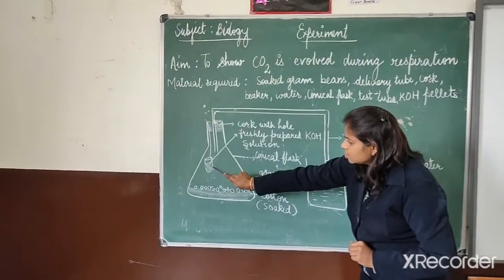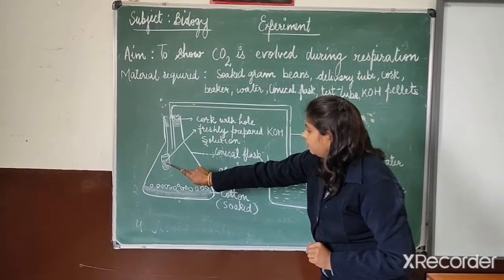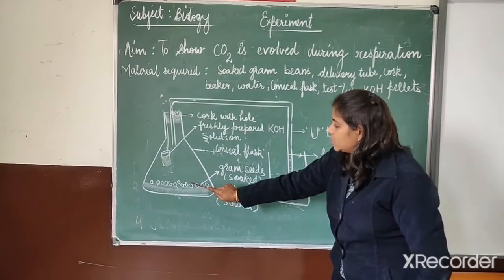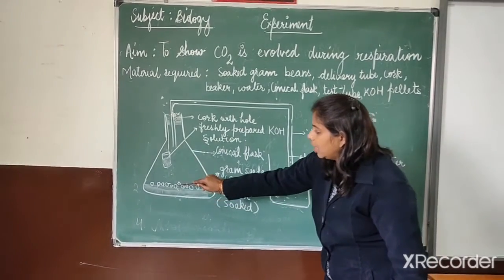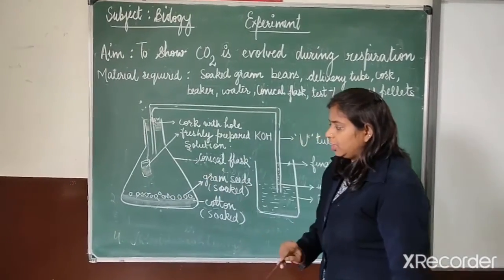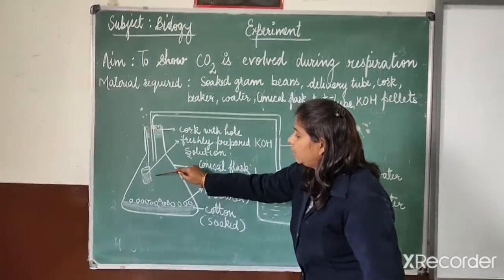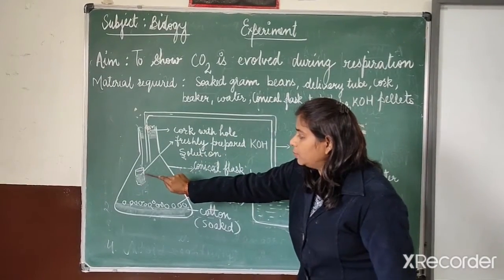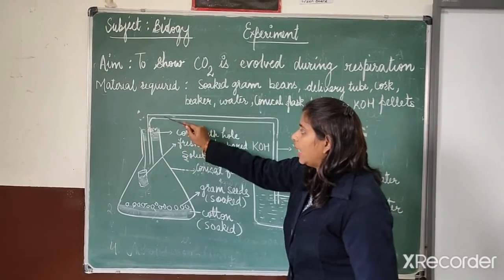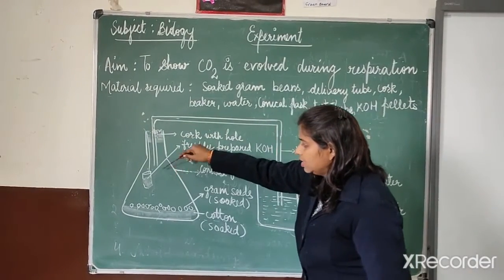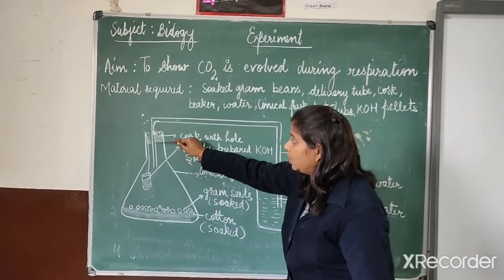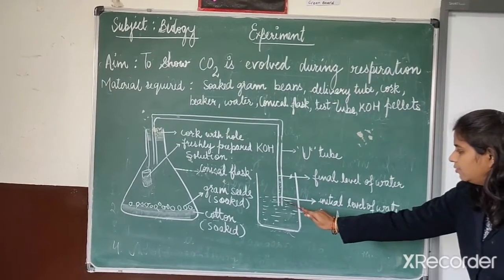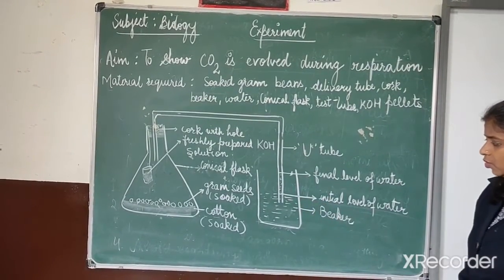So now this freshly prepared KOH solution I have taken, that is potassium hydroxide. Now these are the gram seeds. When they show respiration, what will happen? Carbon dioxide will evolve, and this carbon dioxide will be absorbed by this KOH solution, and it will form potassium carbonate. So now a vacuum will be created inside the flask. Suppose this is the initial level of the water, as you can see.